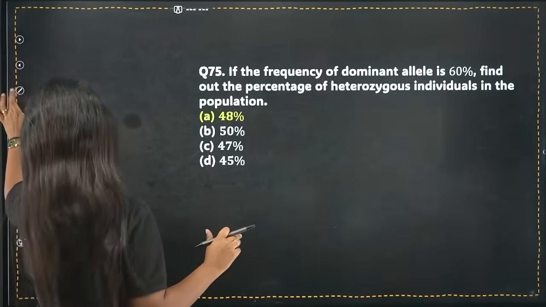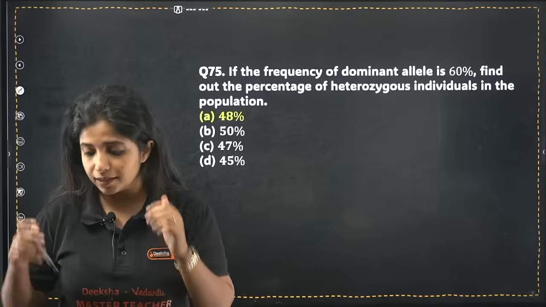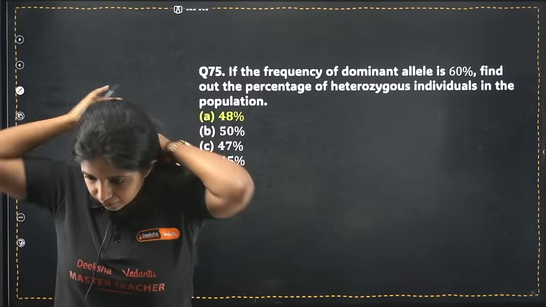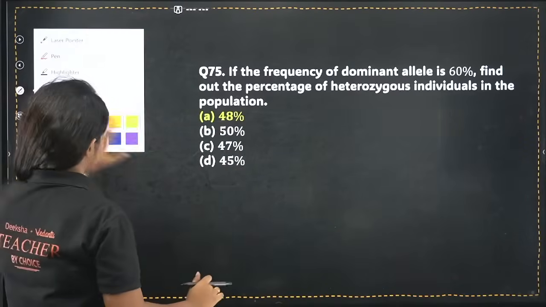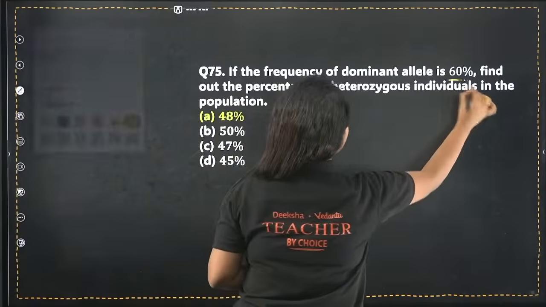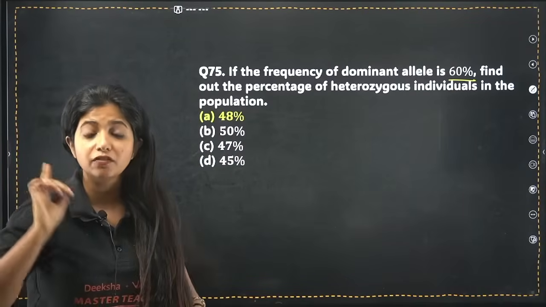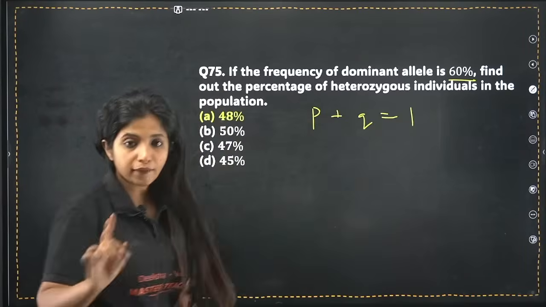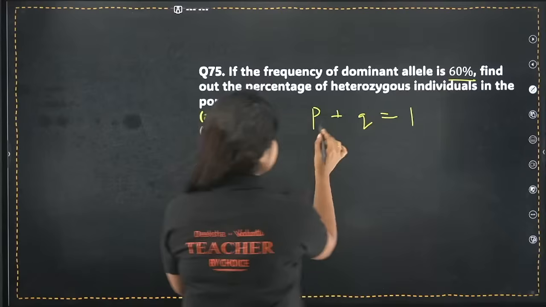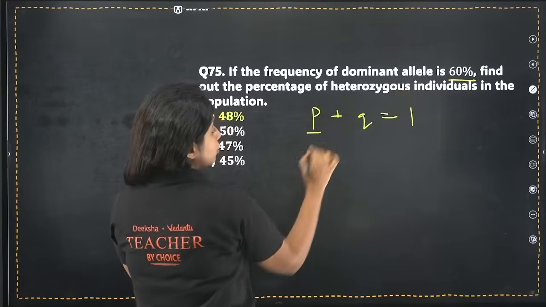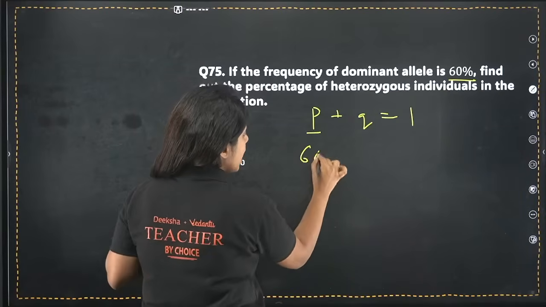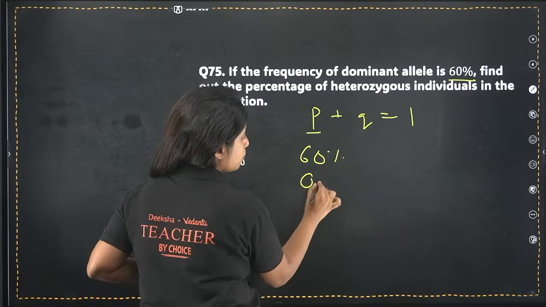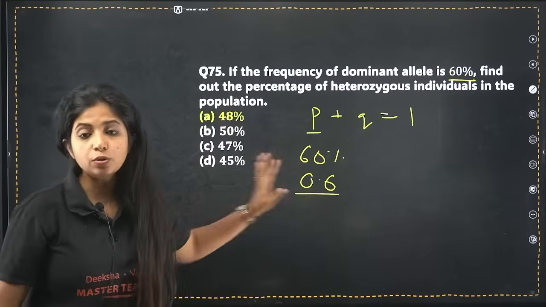Over here, the frequency of dominant allele, please listen to me. This might come, I'm not sure, but let's go. The frequency of dominant allele is 60%. Always remember the Hardy-Weinberg principle, that is p plus q equals 1. Dominant allele is represented by p. The dominant allele is 60%, which I can convert into 0.6.